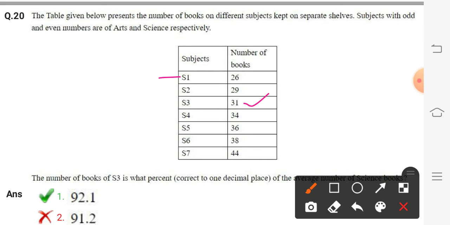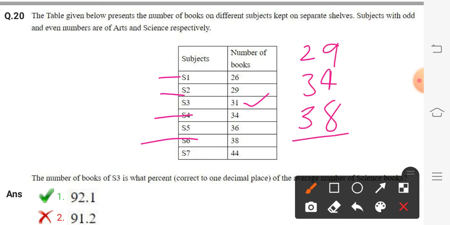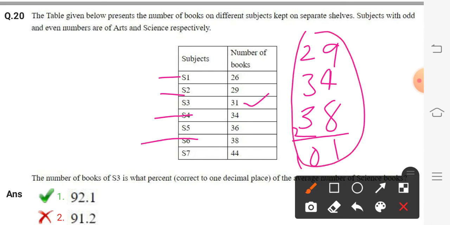Science books are the even-numbered subjects. So S2, S4, and S6 are science books. So 29 plus 34 plus 38, we get 101. So the sum of science books is equal to 101. The average is the sum of observations divided by how many? 3. So this is the average.